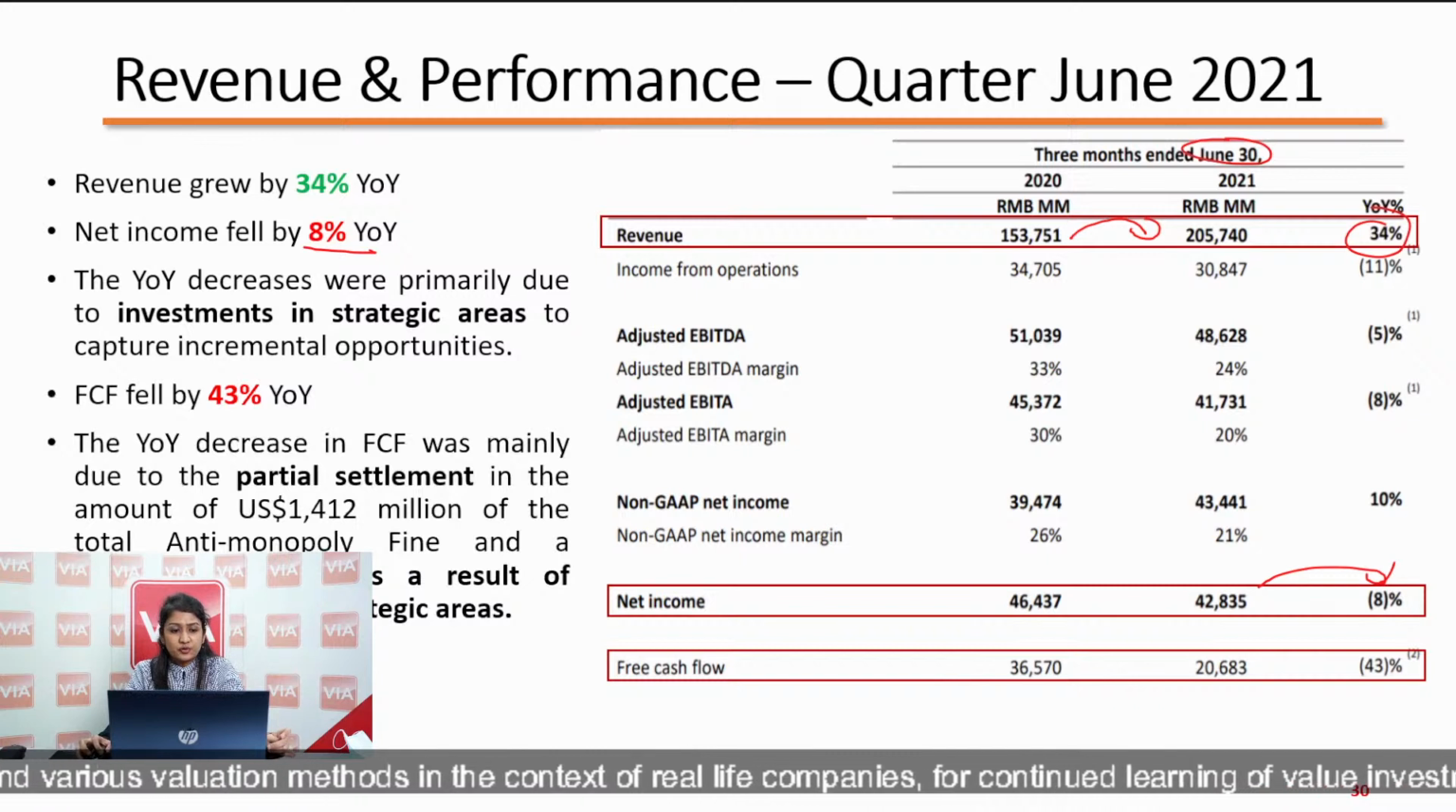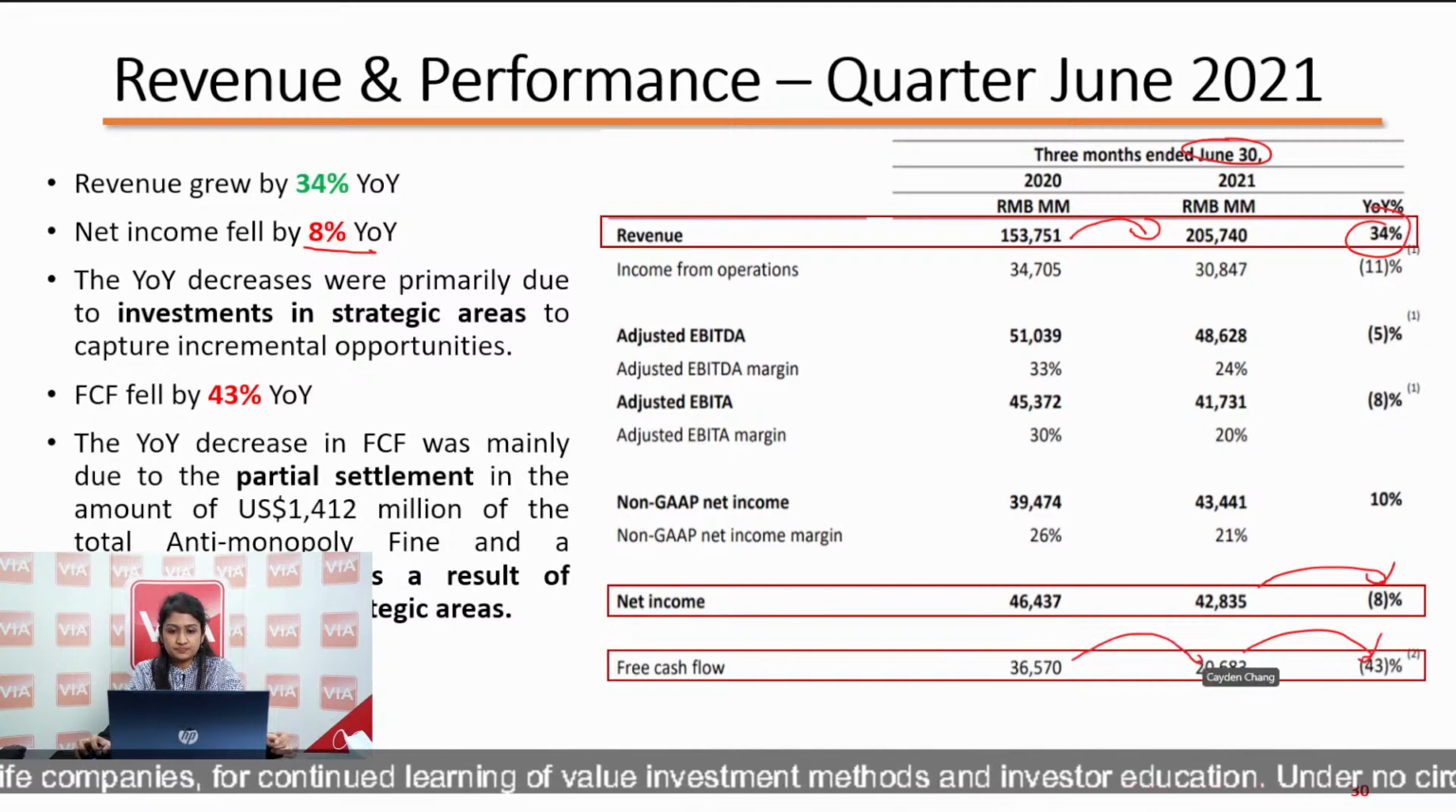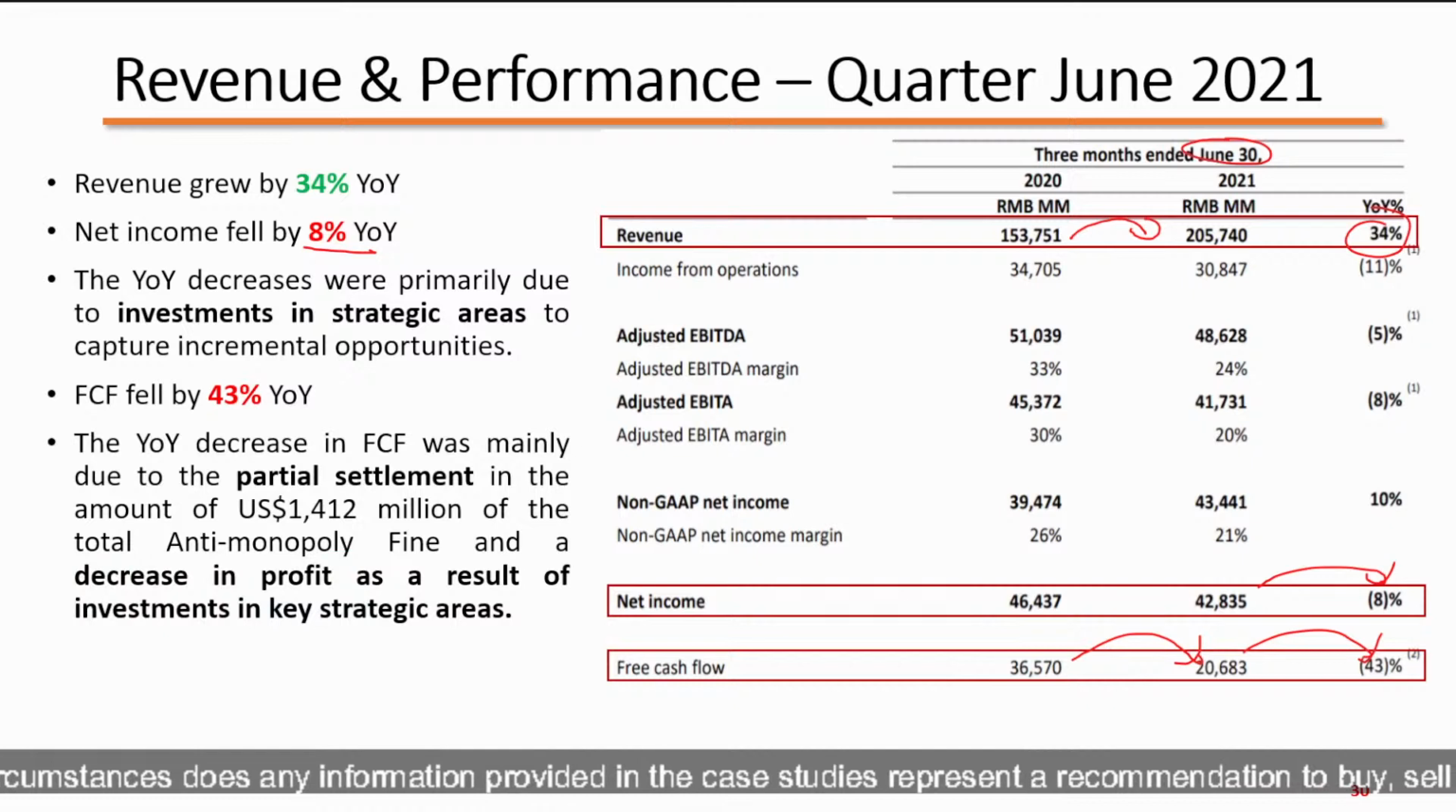The free cash flow of the company has also fallen this quarter, by 43% year over year. And this was also mainly due to the investment of excess profits in strategic areas, and also because the company utilized some cash to pay a partial fine on the anti-monopoly fine which was imposed on the company, as we have mentioned earlier.